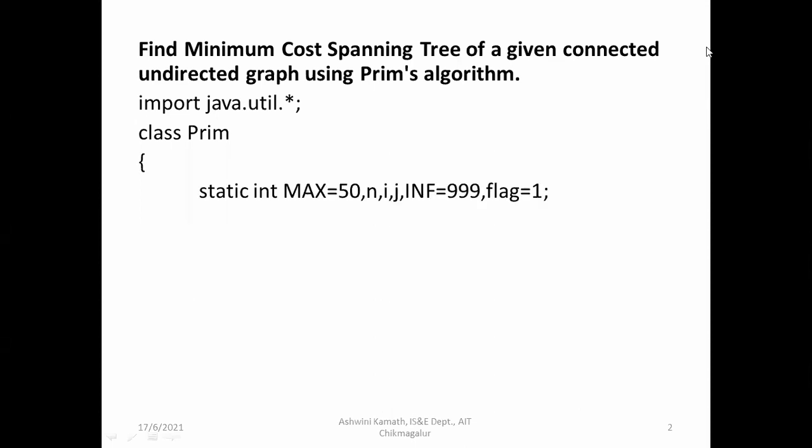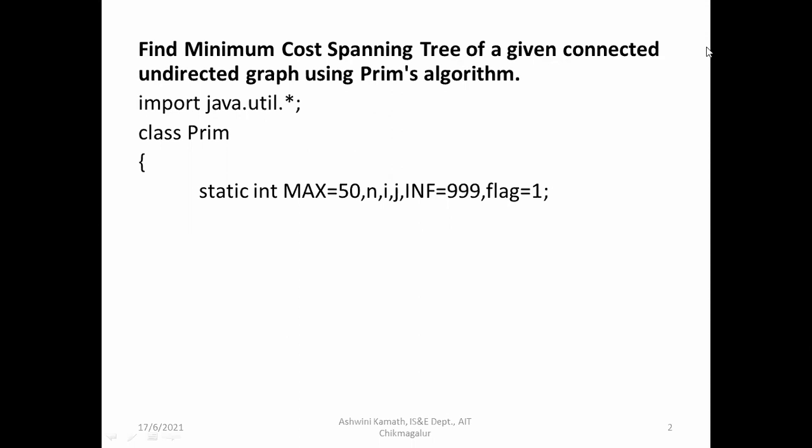Within the class Prim, I'm creating certain variables that are required for our program. So static int max is equal to 50. The maximum number of vertices I have taken as 50. You can reduce it if you want, you can take it as 20 also. Then n specifies the number of vertices that we have considered for the graph. Then i, j for looping.